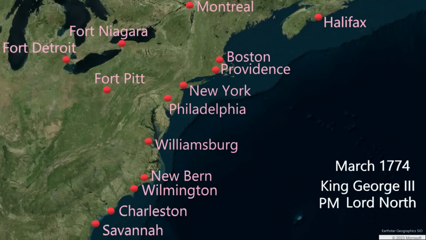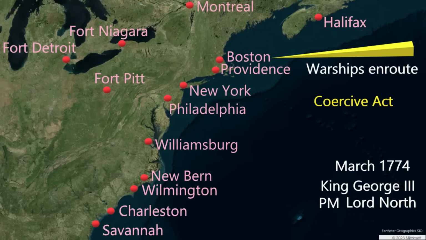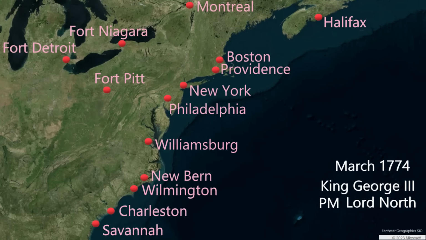March 1774. In response to the Boston Tea Party, Parliament passes the first of the coercive acts. This first coercive act closes Boston Harbor until the city can repay the East India Company for damages. His Majesty's fleet will be dispatched to shut down the port. This coercive act and subsequent acts will be known in the colonies as the Intolerable Acts.